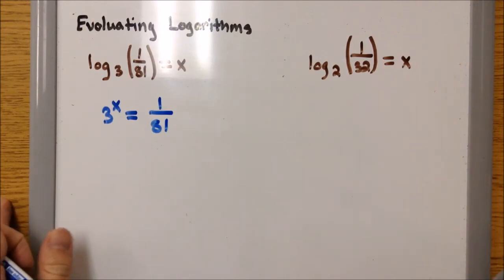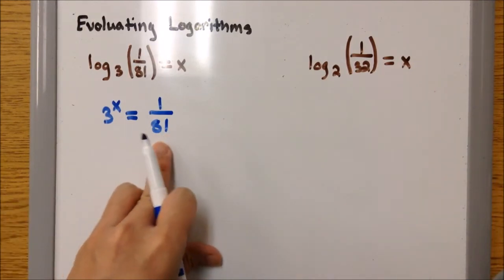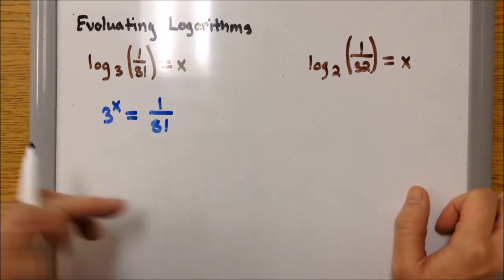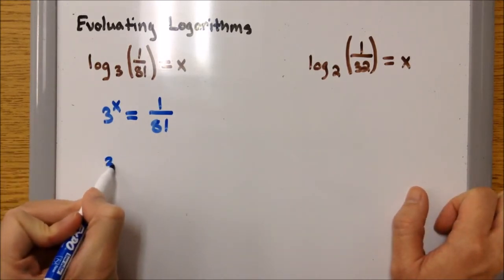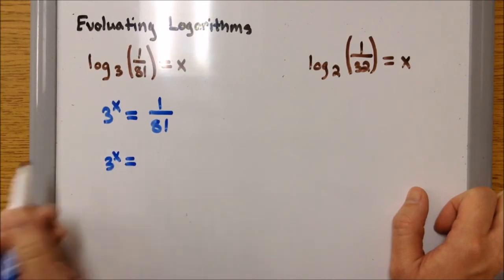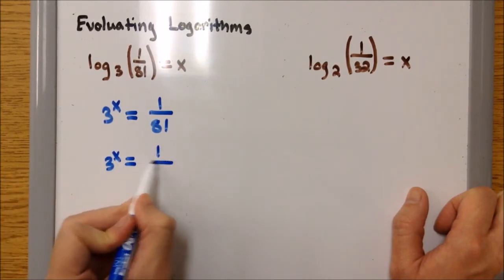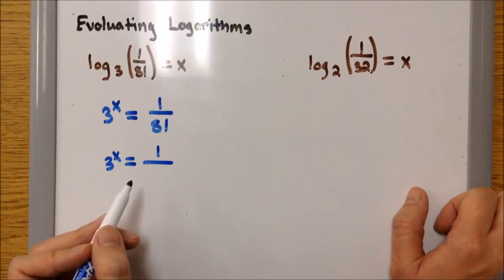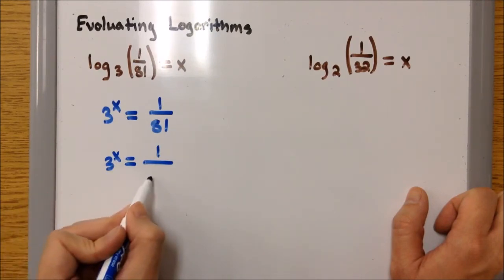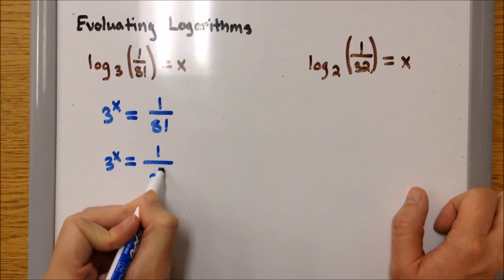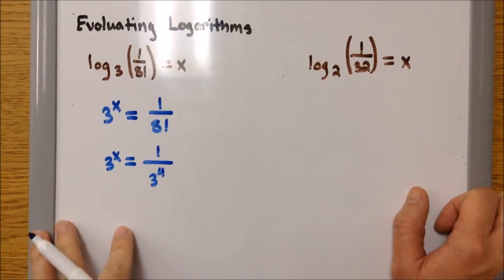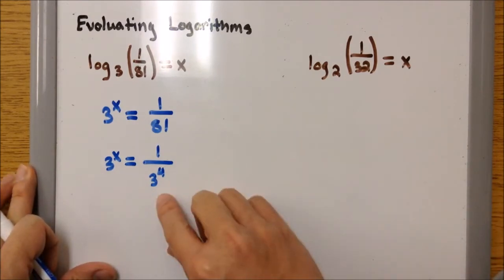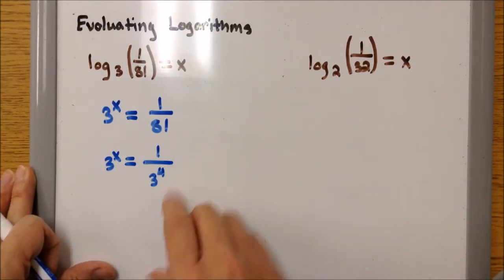Now, let's work with the 81 in our denominator. Based on memory, or on what was written before, 81 can be rewritten with a smaller base as 3 to the 4th power. So now we have 3 to the x equal to 1 over 3 to the 4th power.